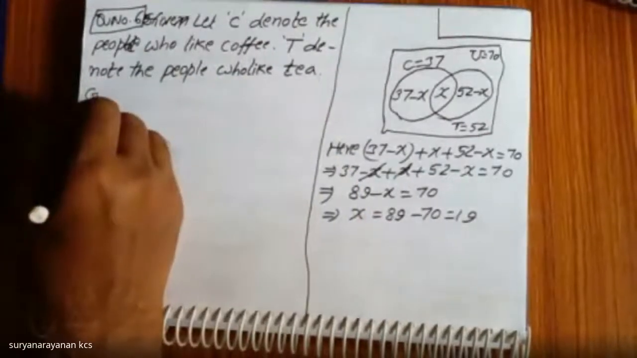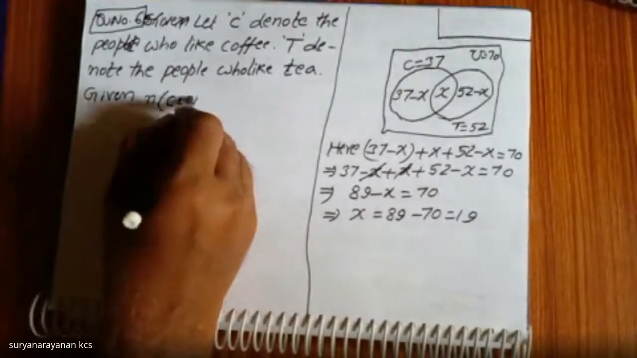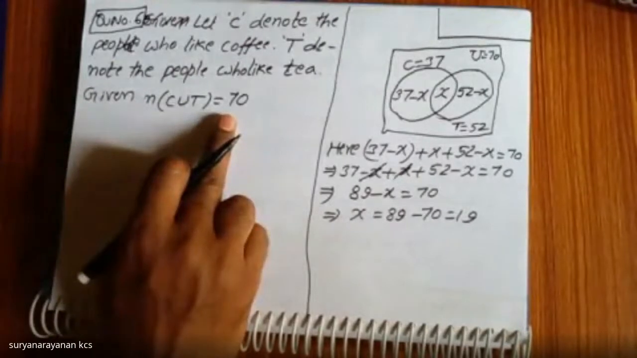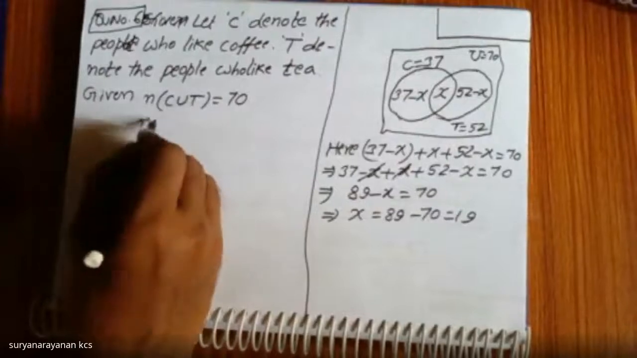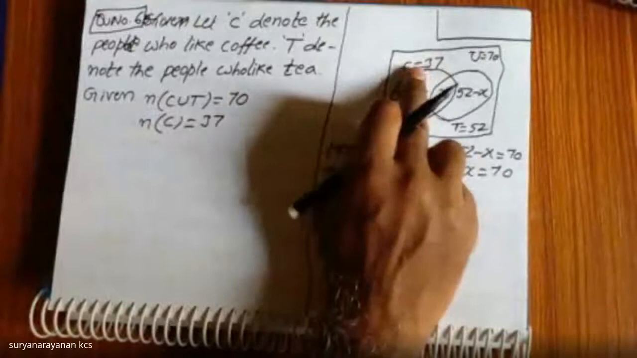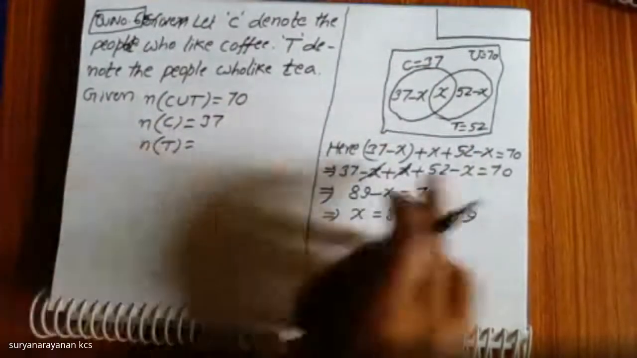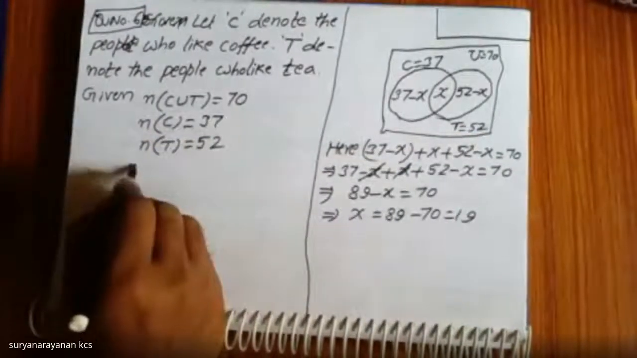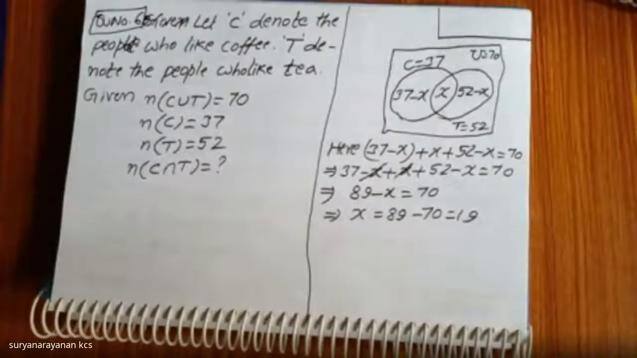Now, given the total number of people in the group is 70. So we wrote directly N of C union T is equal to 70. N of C is equal to 37. Here I wrote 37 just above the circle. N of T is equal to 52 just below the second circle. We have to find N of C intersection T. We have to find this value.